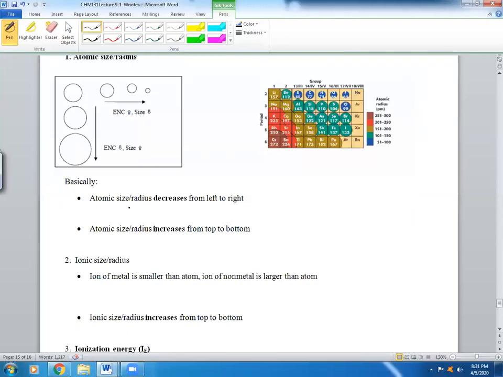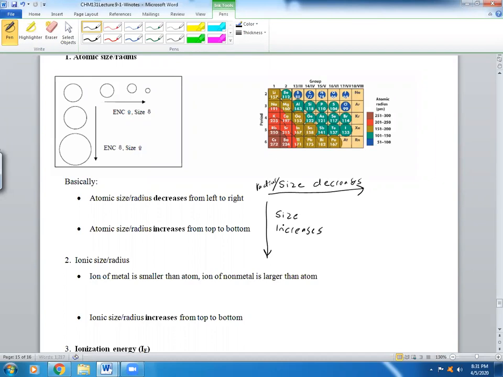Atomic size, or radius, decreases from left to right. By the way, there are some exceptions, but we're not going to pay attention to this. The size, or radius, decreases. Radius is, if we consider the atom to have a spherical shape, then it has a radius. So again, the radius of the atom decreases from left to right, but as you go from top to bottom, the size increases.